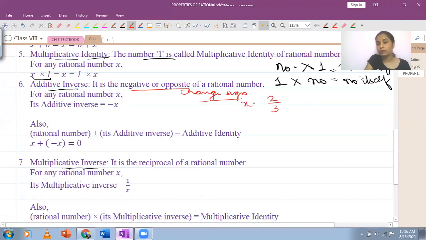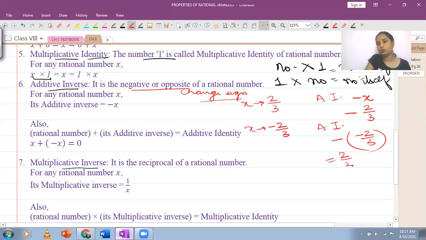If you have 2 by 3, x is 2 by 3, its additive inverse will be negative x. So आपके x के साथ एक आगे minus लग जाएगा. And if x is minus 2 by 3, what will be the additive inverse? So minus 2 by 3, उसके आगे एक और minus लग जाएगा. It will be 2 by 3. So as you can compare here, these are the opposites. अगर पॉजिटिव है वो नेगेटिव बन जाएगा, अगर नेगेटिव है तो वो पॉजिटिव बन जाएगा.